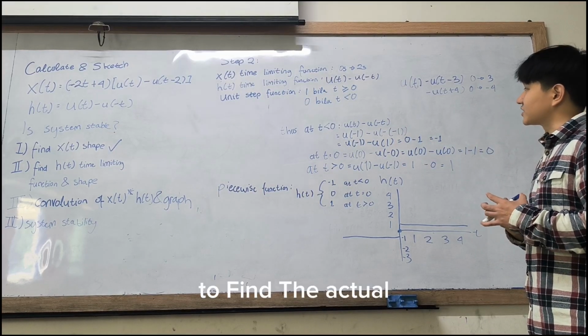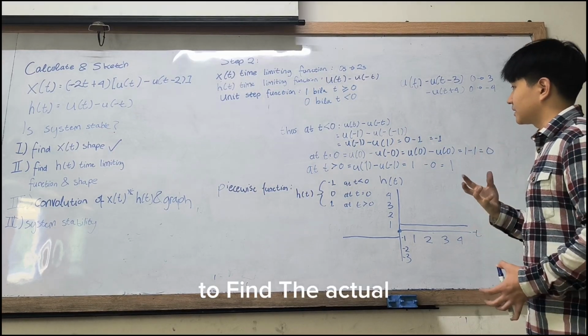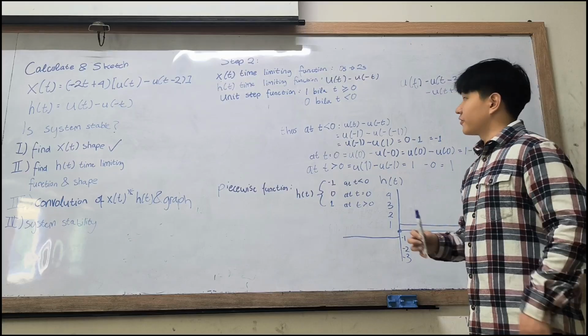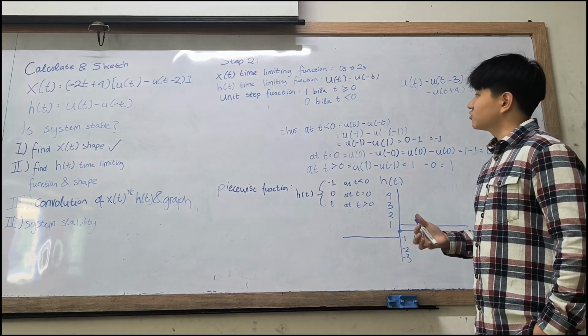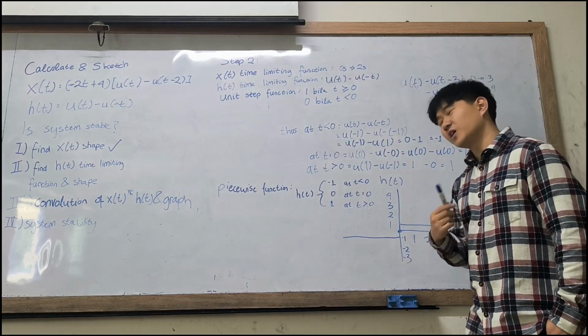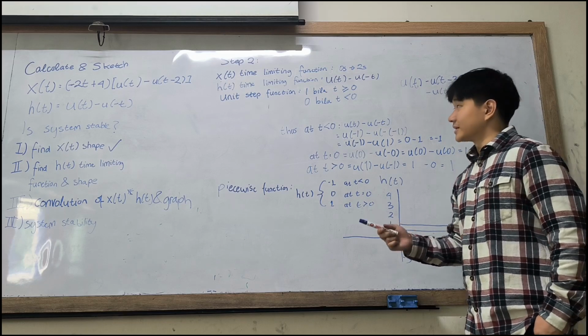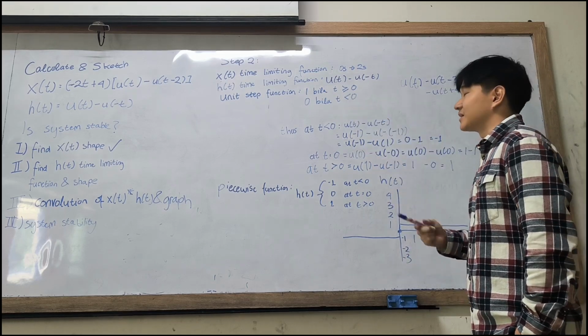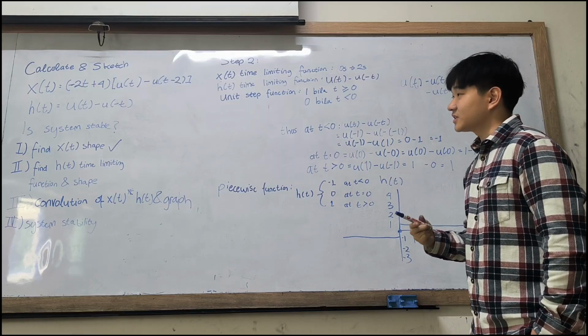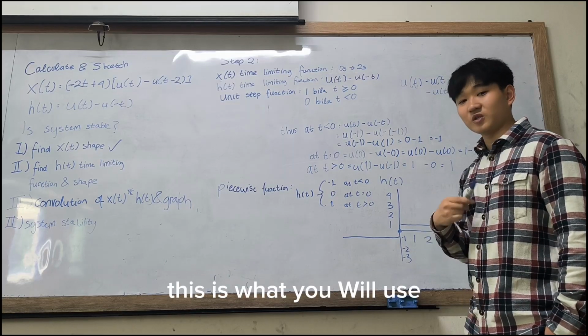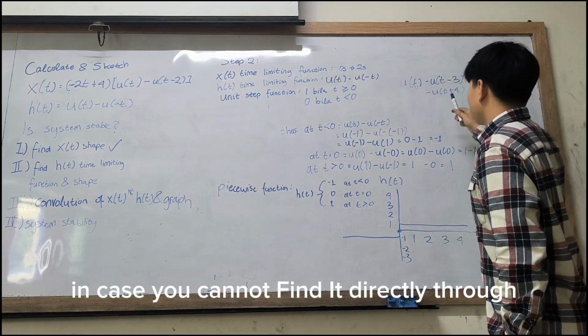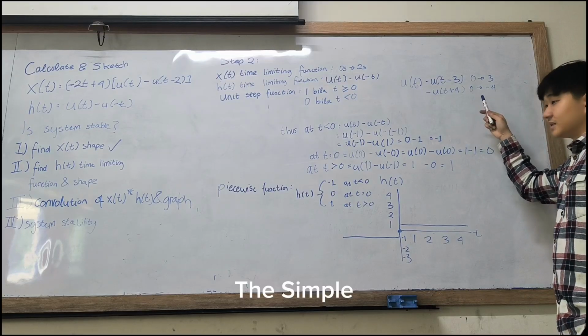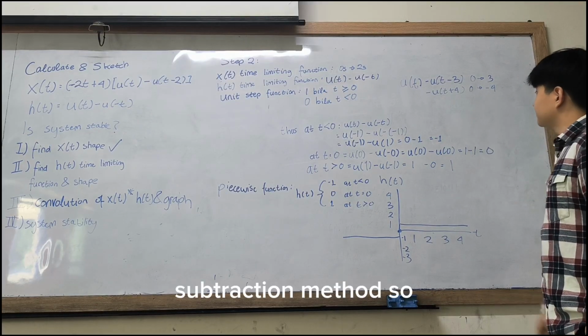To find the actual time value from this time limiting function, we need to use the unit step function. Why unit step function specifically? Well, it's because this is u. U just means unit step function. So anytime the signal involves u, it just means unit step function. This is what we will use in case you cannot find it directly through the simple subtraction method.